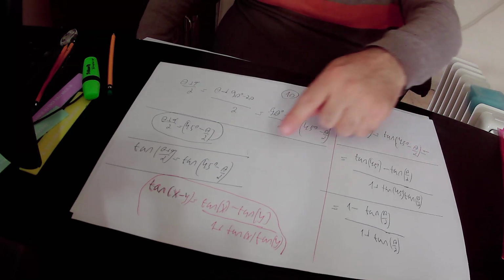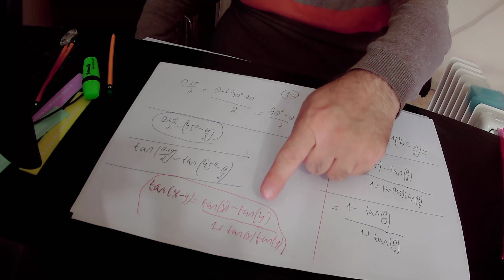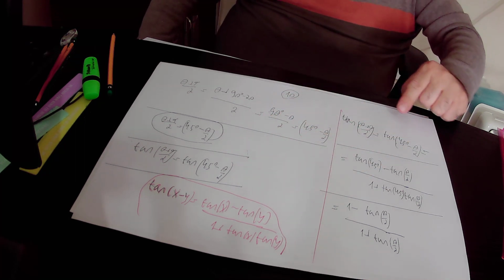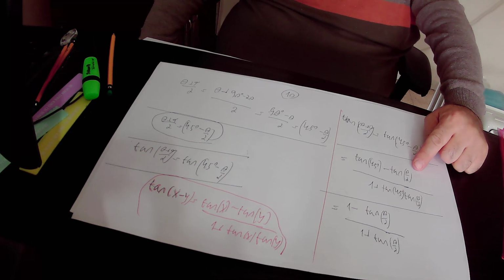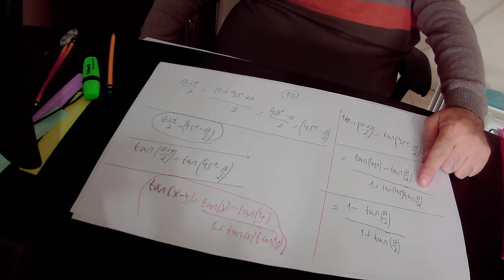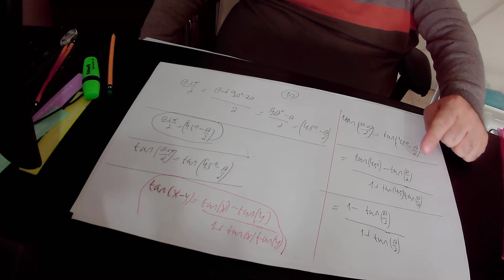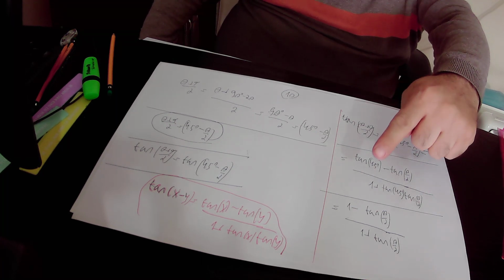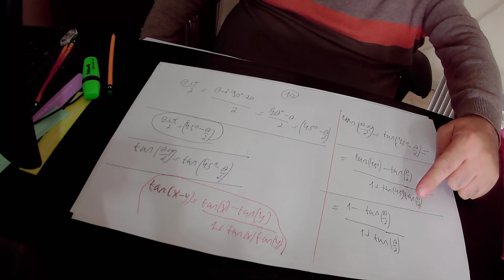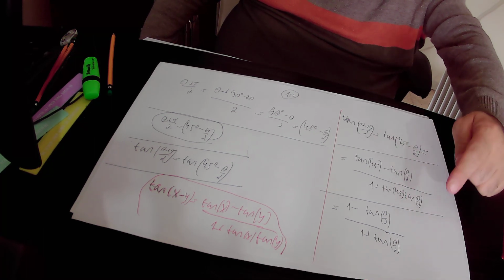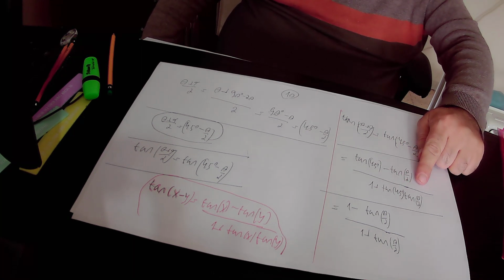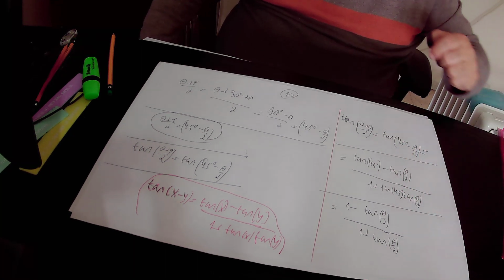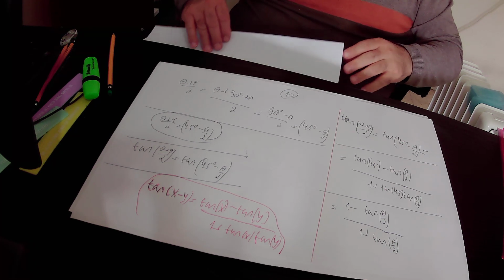And the value of tangent of (45 degrees minus theta over 2), according to this identity, will be equal to (tangent 45 degrees minus tangent theta over 2) over (1 plus tangent 45 degrees times tangent theta over 2). Tangent 45 degrees is equal to 1, so it is (1 minus tangent theta over 2) over (1 plus 1 times tangent theta over 2). Okay?